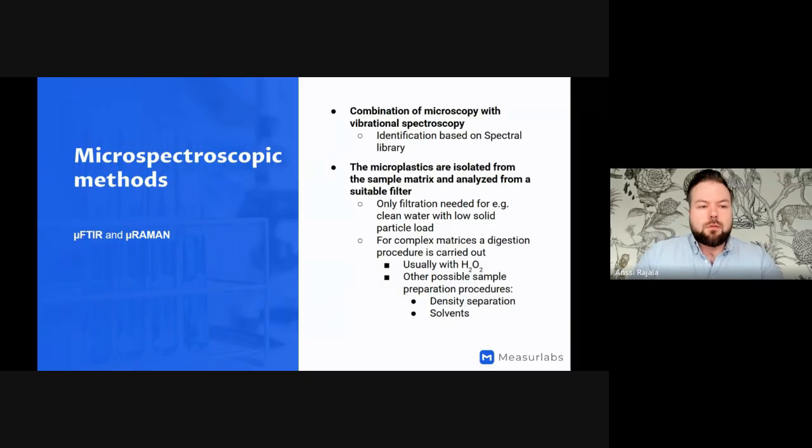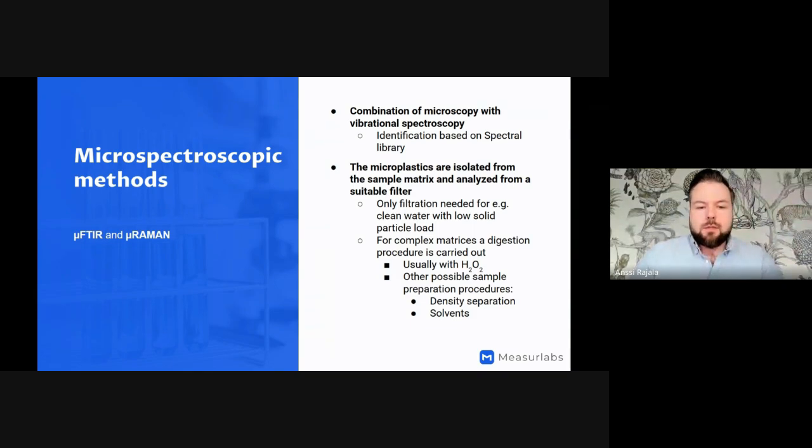So the main types of microspectroscopic methods are µFTIR and µRaman. µFTIR uses Fourier transformation infrared spectroscopy to identify the polymer microplastics on the filter extracted from the original sample matrix. And µRaman is a very similar method, but uses Raman scattering for the analysis instead of IR.